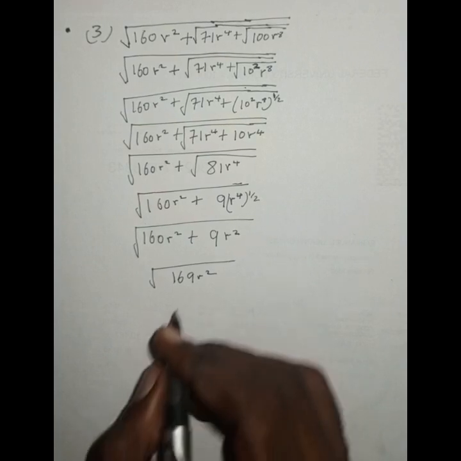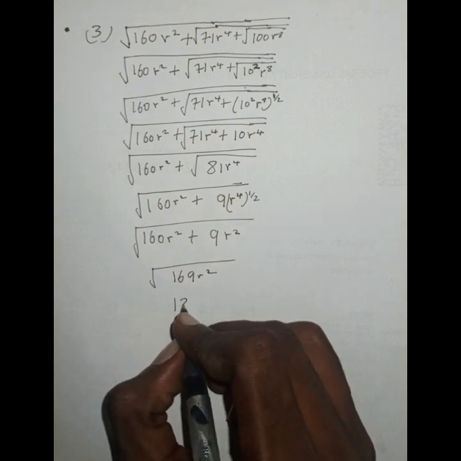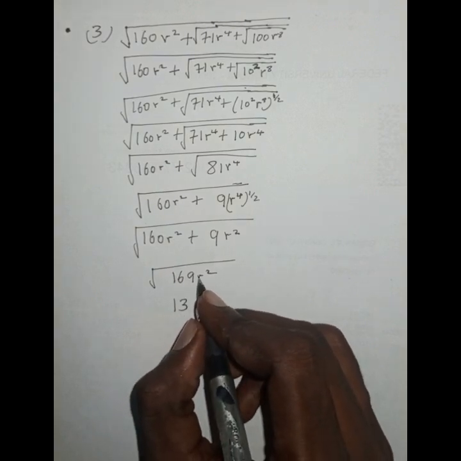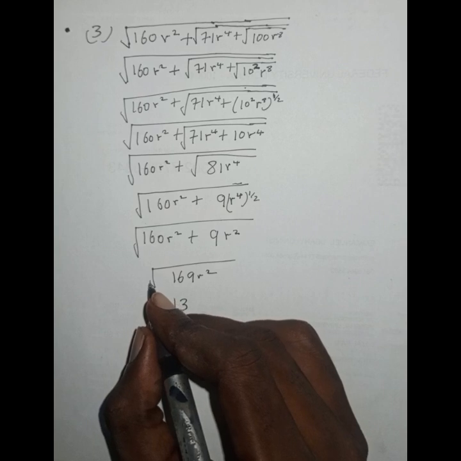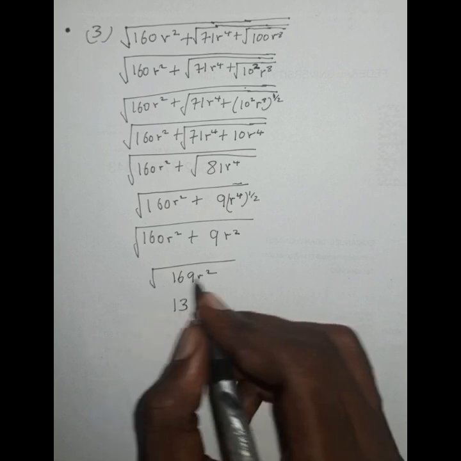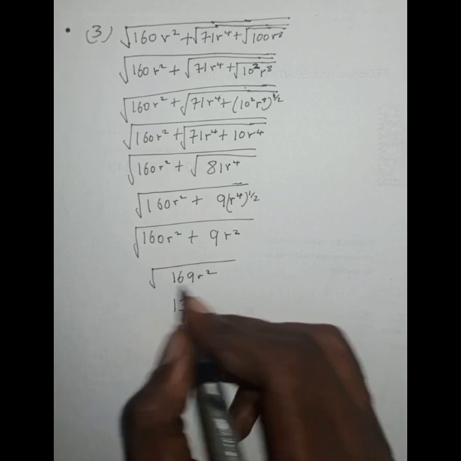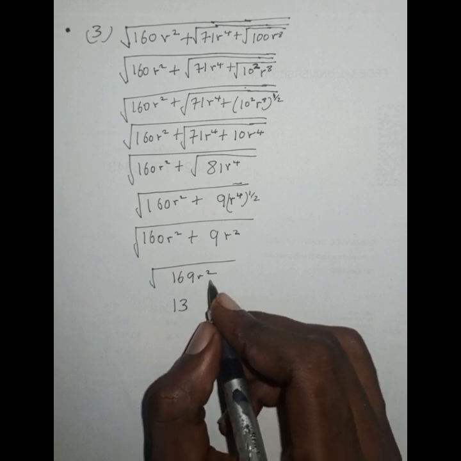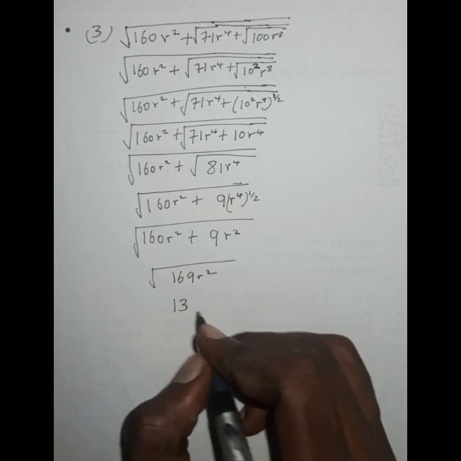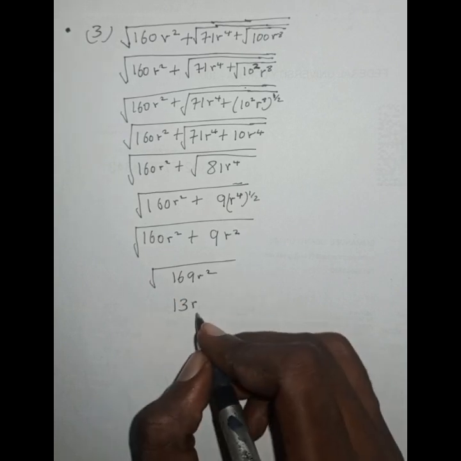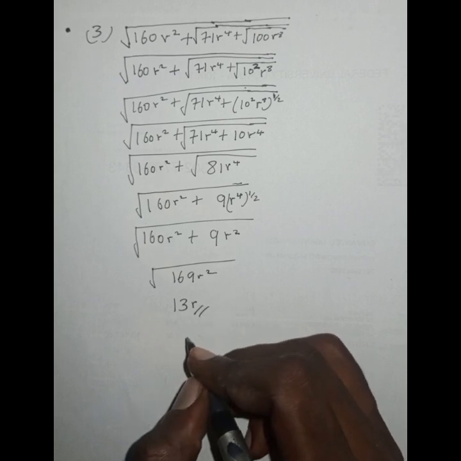So the square root of 169 is 13. And then the square root of r squared, the roots, which I also have as raised to the power of 1 over 2. So root of r squared is r, because the power will cancel the roots. So I have r left, which gives me my final answer.